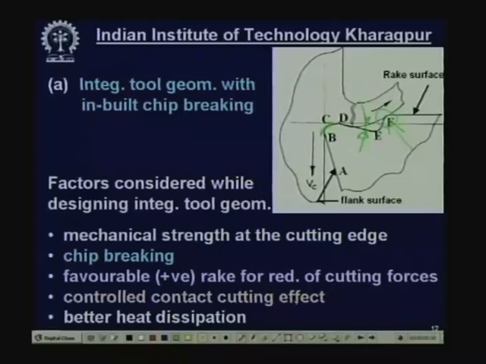Control contact cutting effect, that means this chip tool contact length, it causes rubbing, this should be reduced, and if you can reduce it by modifying the tool geometry, that is called control contact cutting effect, that is to be automatically achieved. Further, better heat dissipation, if you make this end instead of a very sharp edge some flat and then curved. So, this is a flat type, the heat will be very quickly dissipated and the temperature will not be concentrated. So, there will be no stress concentration, no thermal concentration, heat concentration. So, these are the advantages.